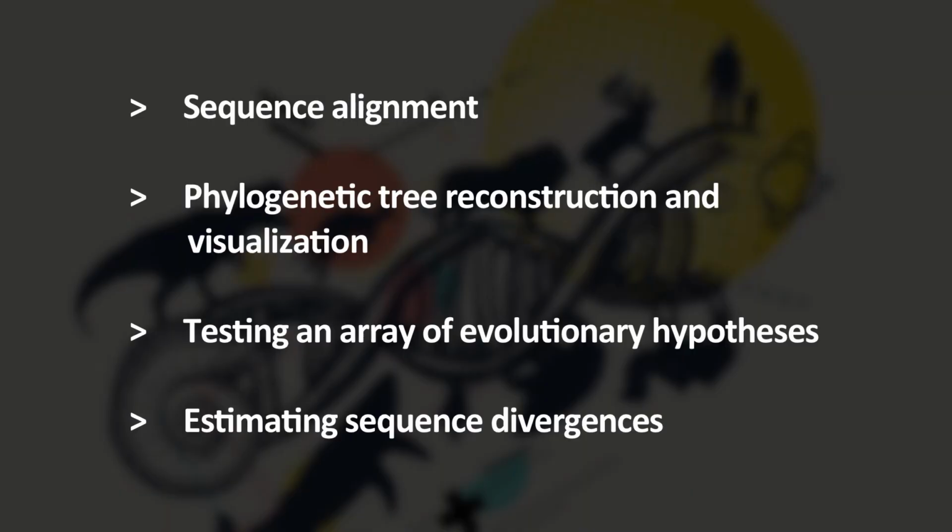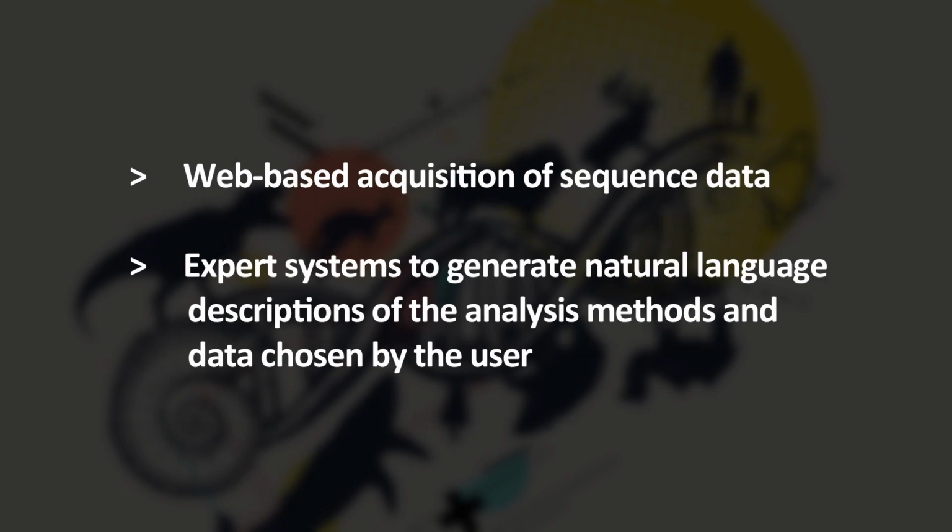The Molecular Evolutionary Genetics Analysis, or MEGA software, was developed with the goal of providing a biologist-centric integrated suite of tools for statistical analysis of DNA and protein sequence data from an evolutionary standpoint. Over the years, it has grown to include tools for sequence alignment, phylogenetic tree reconstruction and visualization, testing an array of evolutionary hypotheses, estimating sequence divergences, web-based acquisition of sequence data, and expert systems to generate natural language descriptions of the analysis method and data chosen by the user.